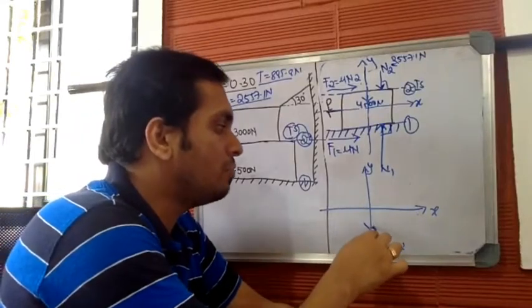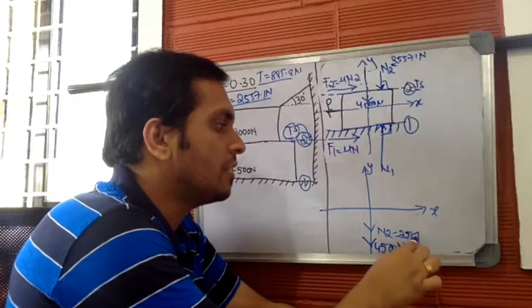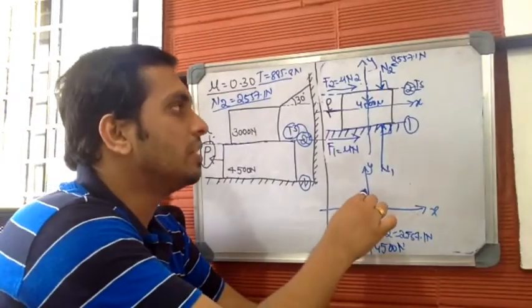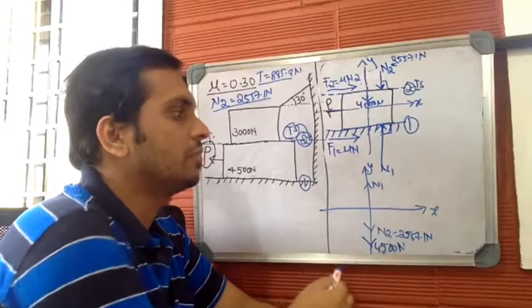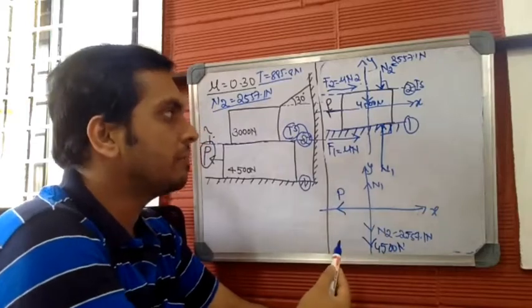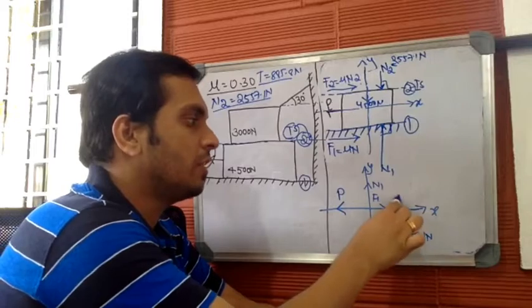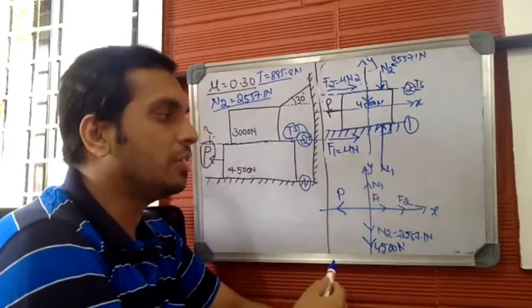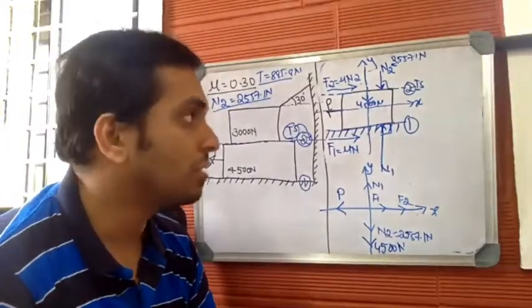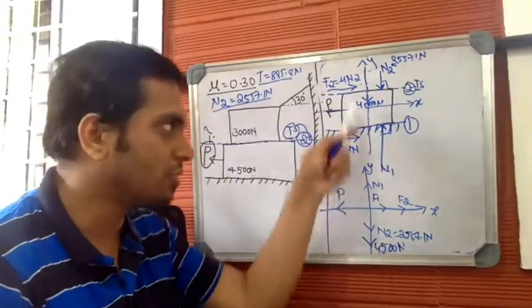And let me mark N2 as well. N2 is equal to 2,557.1 newtons. Done. And let me mark N1 here. Let this be N1. We don't know the value of N1. Let this be P. And you have F1 and F2. F1 can be marked here and F2 can be marked here. F1 is mu into N1 and F2 is mu into N2. In the calculation, let us show the values. These are the forces. This is the free body diagram. These are the forces acting on the lower body.